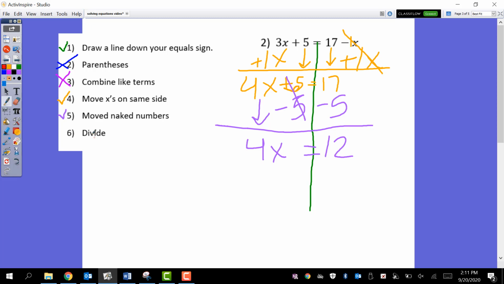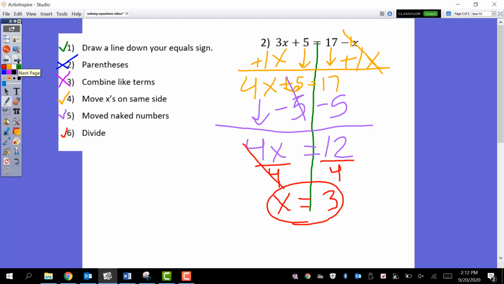Next step, I'm dividing. What am I going to divide by? Well, what's the number that's with x right now? 4. So I'm going to divide by 4. Divide by 4. 4 divided by 4 is 1, so they cancel out, and I get x equals, what's 12 divided by 4? 3. Check.